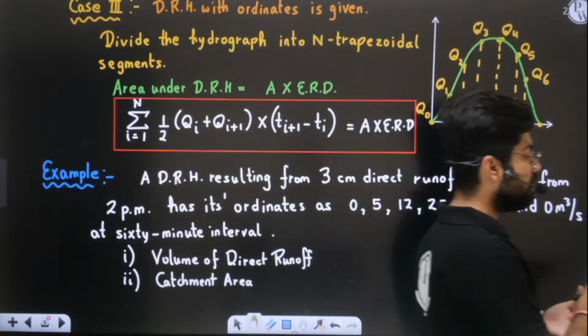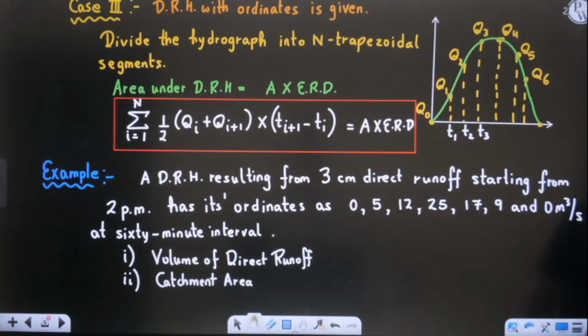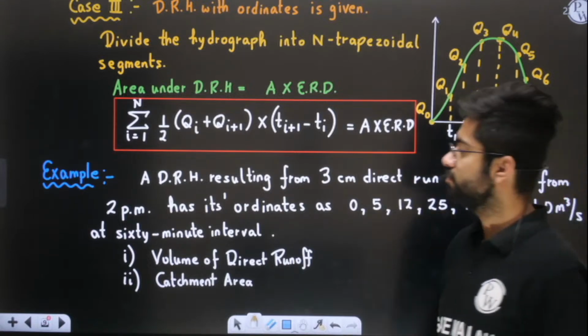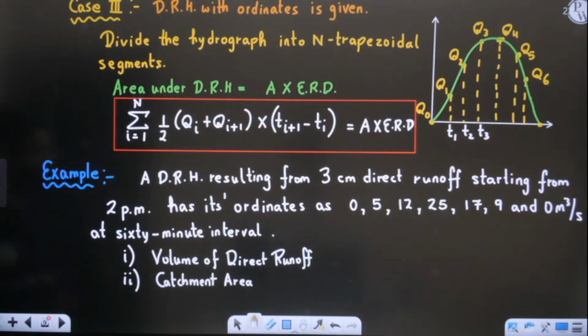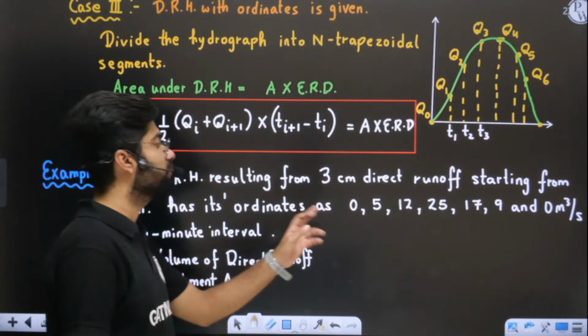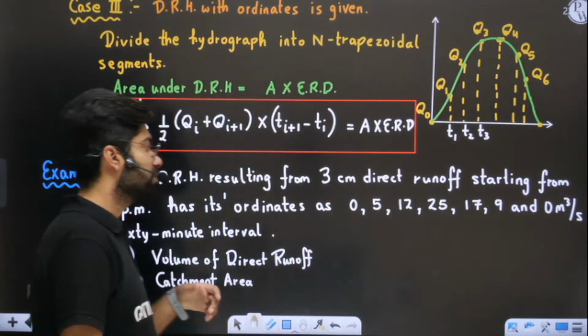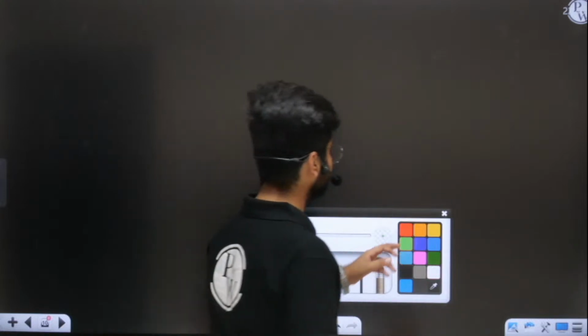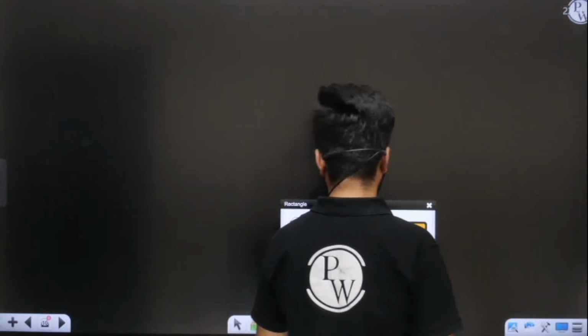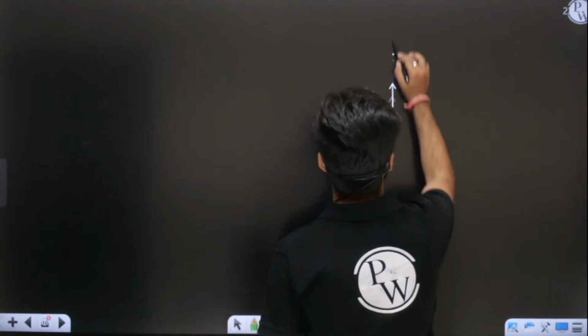Now how will I do it? If we want to draw this hydrograph, they are saying 0, 5, 12, all these values are given to me starting from 2 p.m. at a gap of 60 minutes. So if I want to draw this graph, it will be somewhat like this.